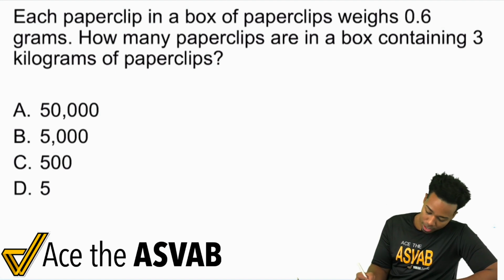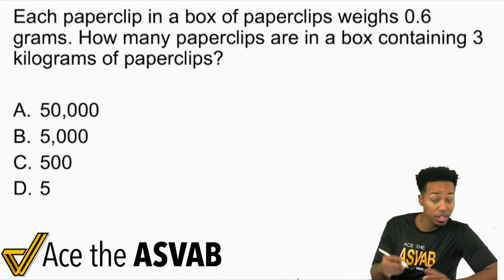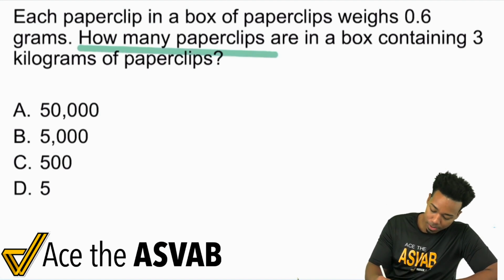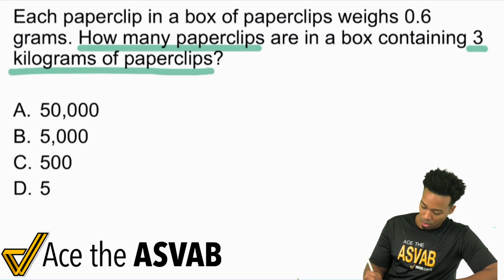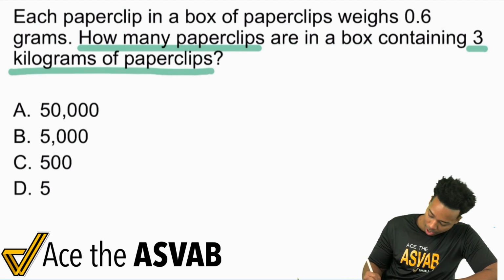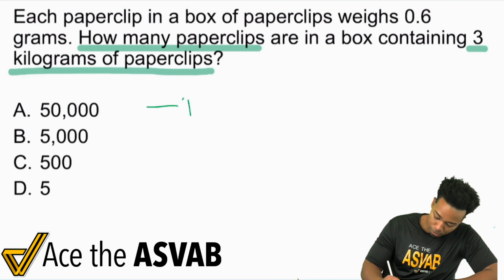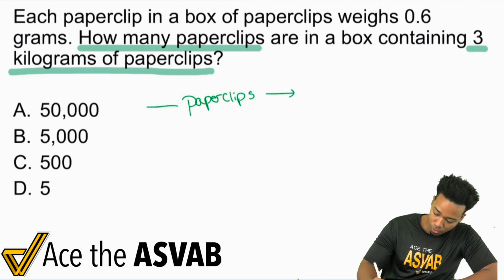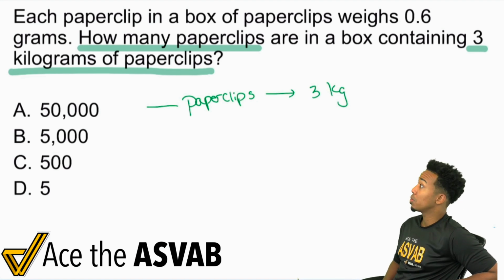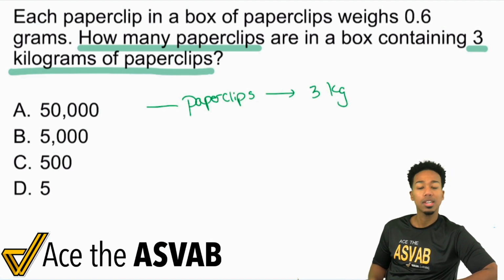So here's what we're asked. First things first, we have to look at the question. How many paper clips are in a box containing 3 kilograms of paper clips? So what we want to know here is how many paper clips, so blank paper clips, and that's referred to with 3 kilograms in weight. So we know that blank paper clips is 3 kilograms.